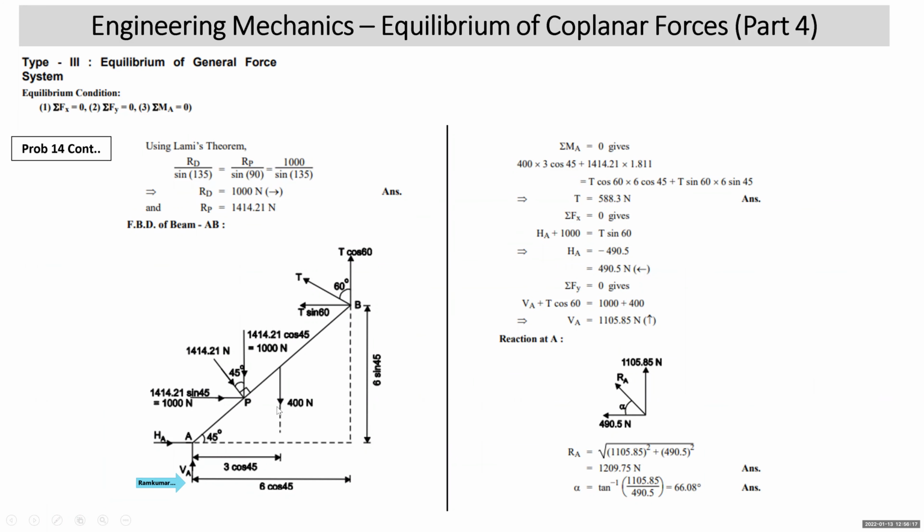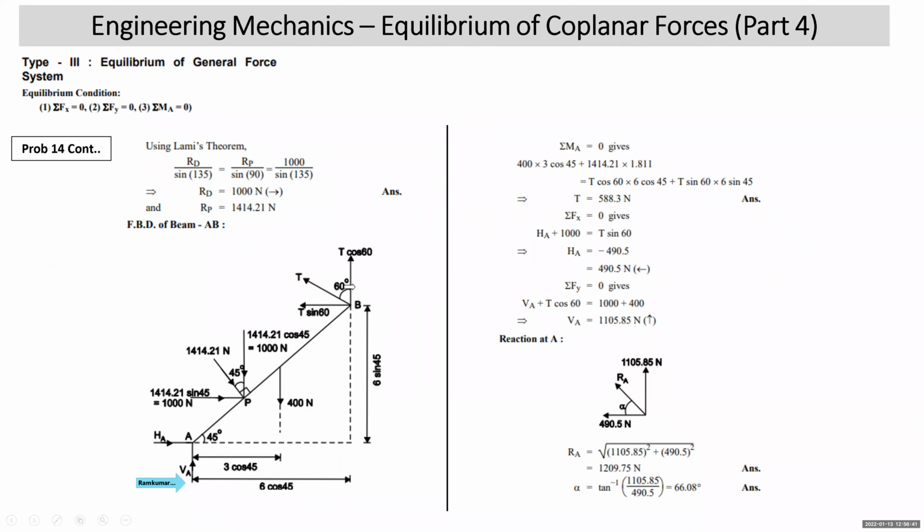So this is weight 400 Newton at 3 meter. This is RP 1414.21. That's what we got here. This beam is making 45 degree horizontal. Reaction RP will make 45 degree vertical. We resolved it. This is RP cos 45, 1414.21 cos 45, and 1414.21 sin 45. Both the components come out to be 1000, 1000.